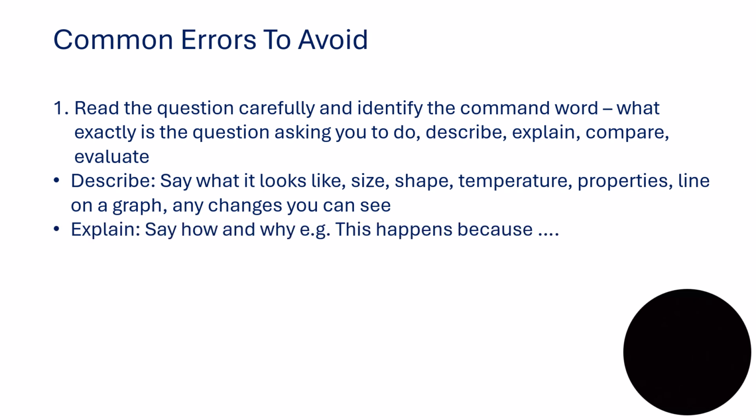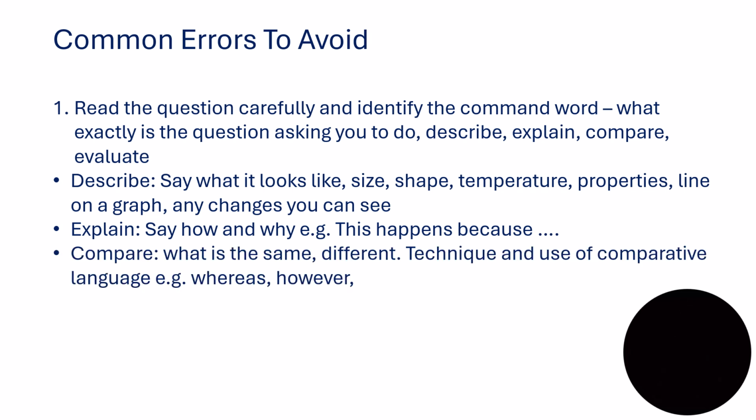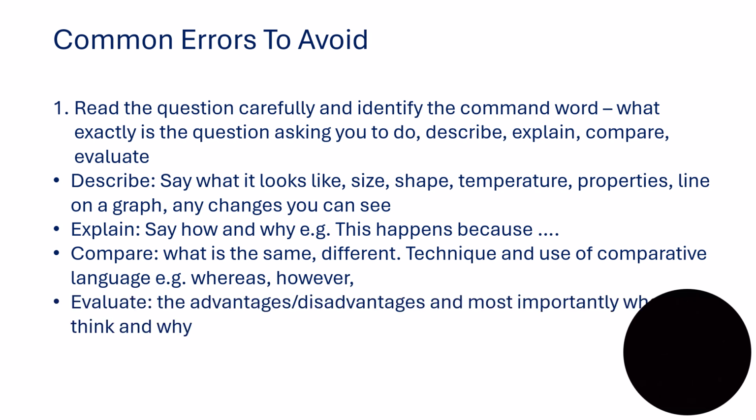If it asks you to explain, say how and why. This happens because. Use comparative language if it's a compare question. Make sure that you think about your technique before you start to answer. For example, are you going to compare point for point, or are you going to do a paragraph talking about one aspect and then a paragraph talking about the other aspect? Make sure you use comparative language. For example, this is this, whereas something, whatever is the other, or things like however.